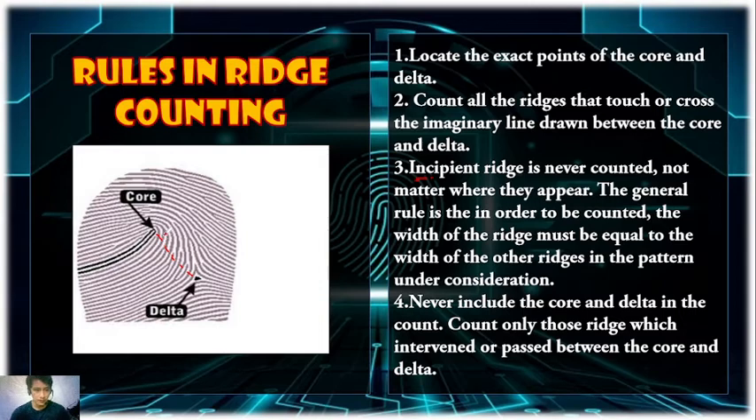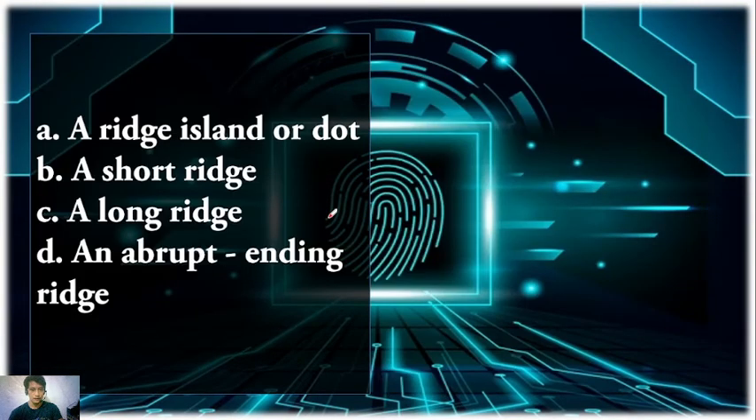So let's now apply the counting. We are going to start from the core. Does the line pass this ridge? If you notice, it passes the point of convergence. It is a converging ridge, and our imaginary line touched the point of convergence, where two ridges meet. So how many counts is that? Is it one or two? Here we have the rule for this part.